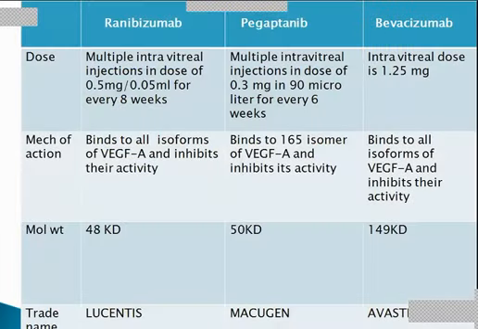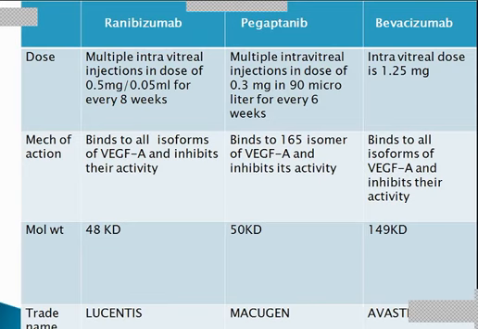What are the clinically available preparations? We'll see the doses. Ranibizumab is given as multiple intravitreal injections in the dose of 0.5 milligrams per 0.05 ml every 8 weeks in case of proliferative diabetic retinopathy. Mechanism of action: it binds to all isoforms of VEGF-A and inhibits their activity. Molecular weight is 48 kD. Trade name is Lucentis.